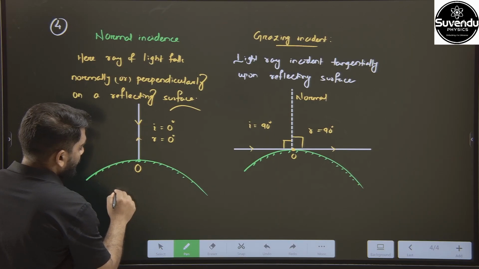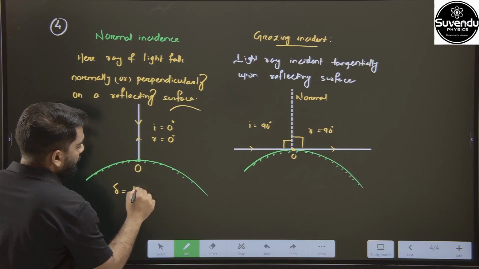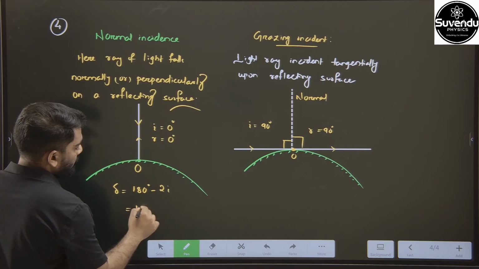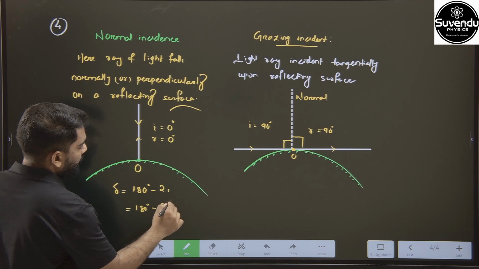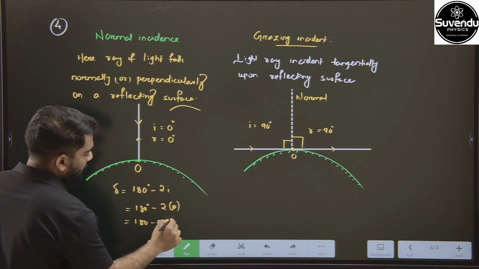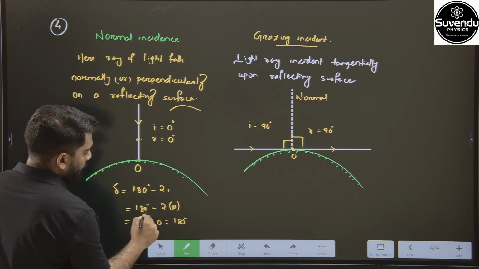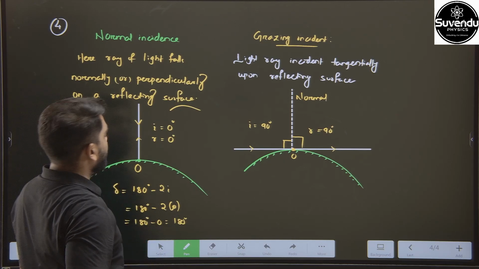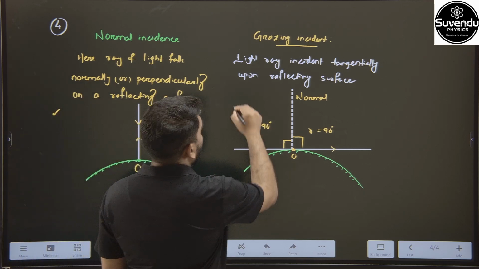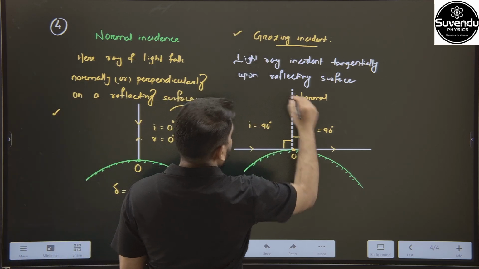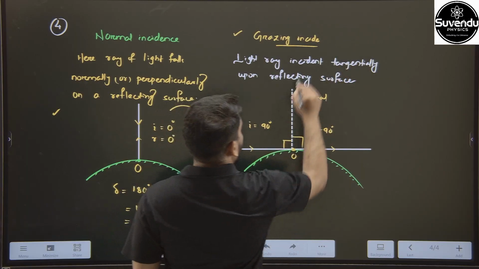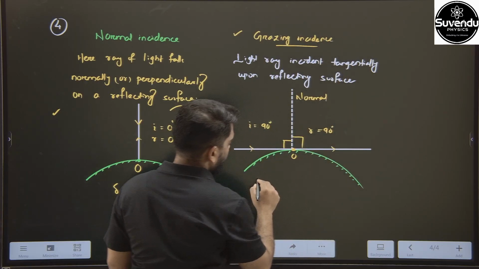क्या होगा? So angle of deviation del is equal to 180 degree minus 2i. That means 180 degree minus 2 into 0. इसका आंसर क्या होगा? 180 minus 0, that is 180 degree. So in case of normal incidence, the angle of deviation is 180 degree. What in case of grazing incidence? In case of grazing incidence, tense होगा actually.